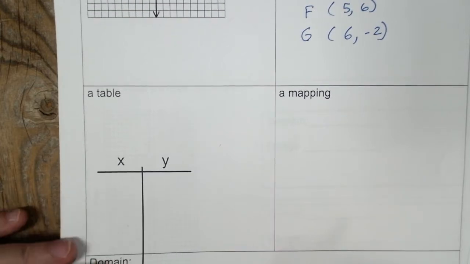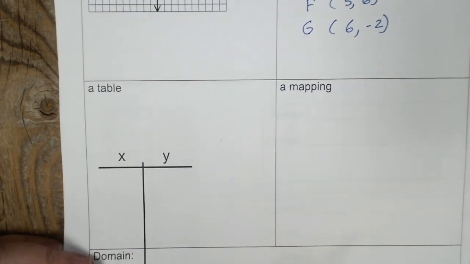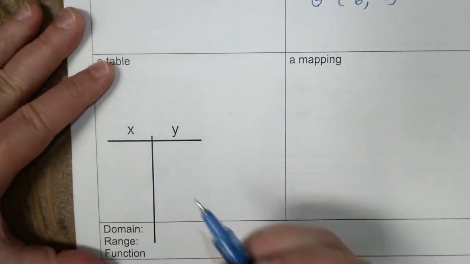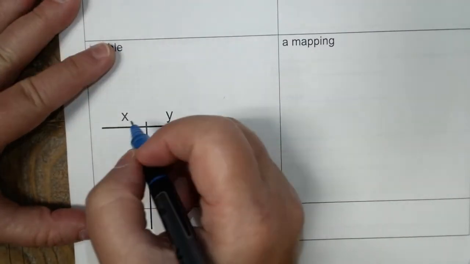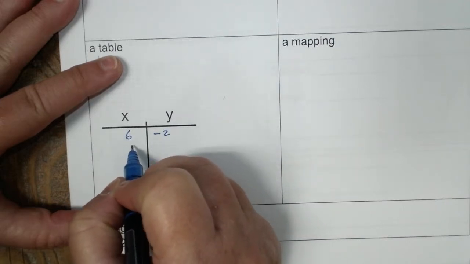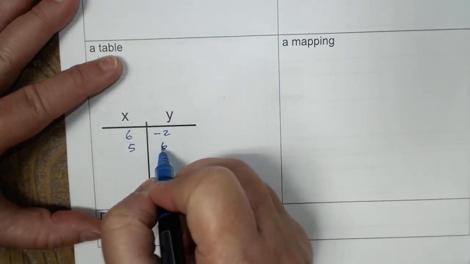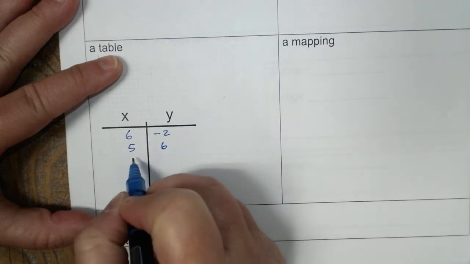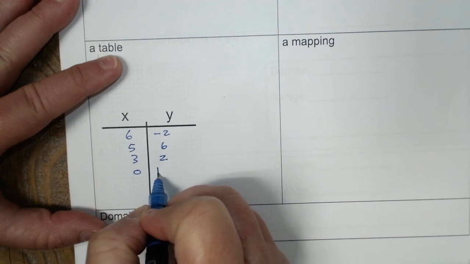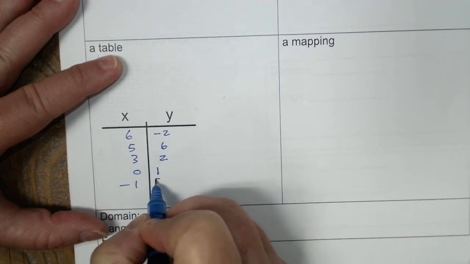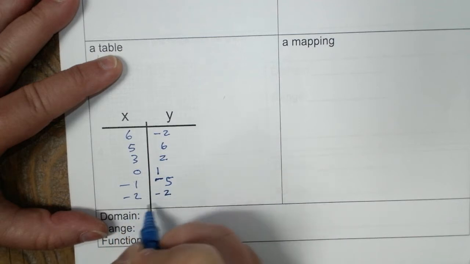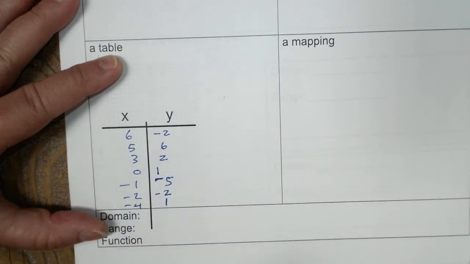I also can take this same information and put it in a table, and in the table it would be 6, -2, 5, 6, 3, 2, 0, 1, -1, -5, -2, -2, -4, 1.